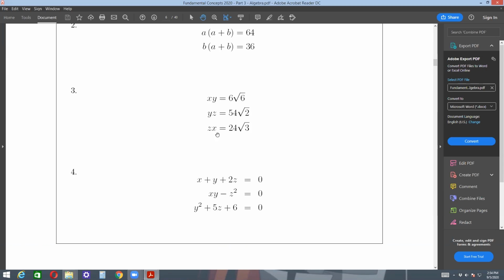So this one here is not adding, right? This one you're going to multiply them, because if you multiply them, you're going to get x squared, y squared, z squared. And then you could figure out what x, y, z is and then divide.